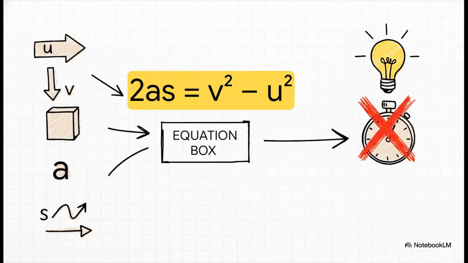And here is our third equation. 2as equals v squared minus u squared. This equation gives us a direct relationship between acceleration, distance, and the velocities. And here's a helpful tip for your exams. This equation is your best friend when a problem does not give you the value for time t. It helps you find the answer directly.